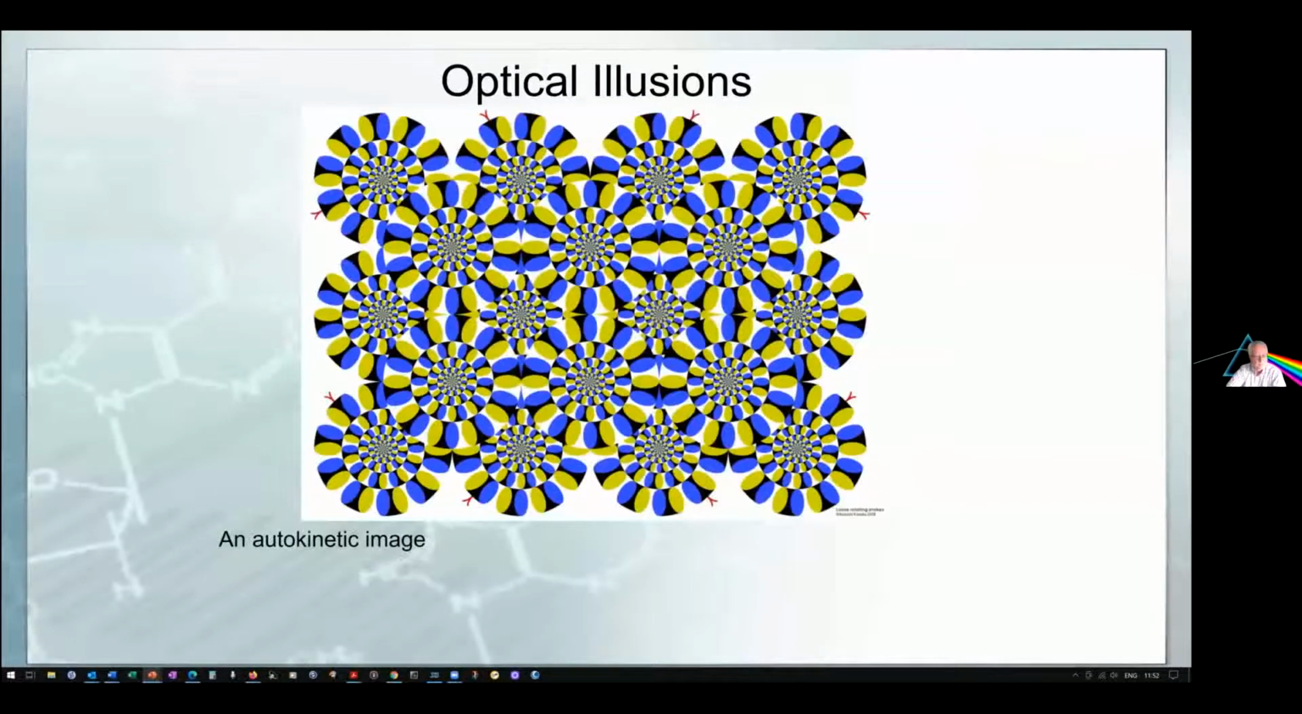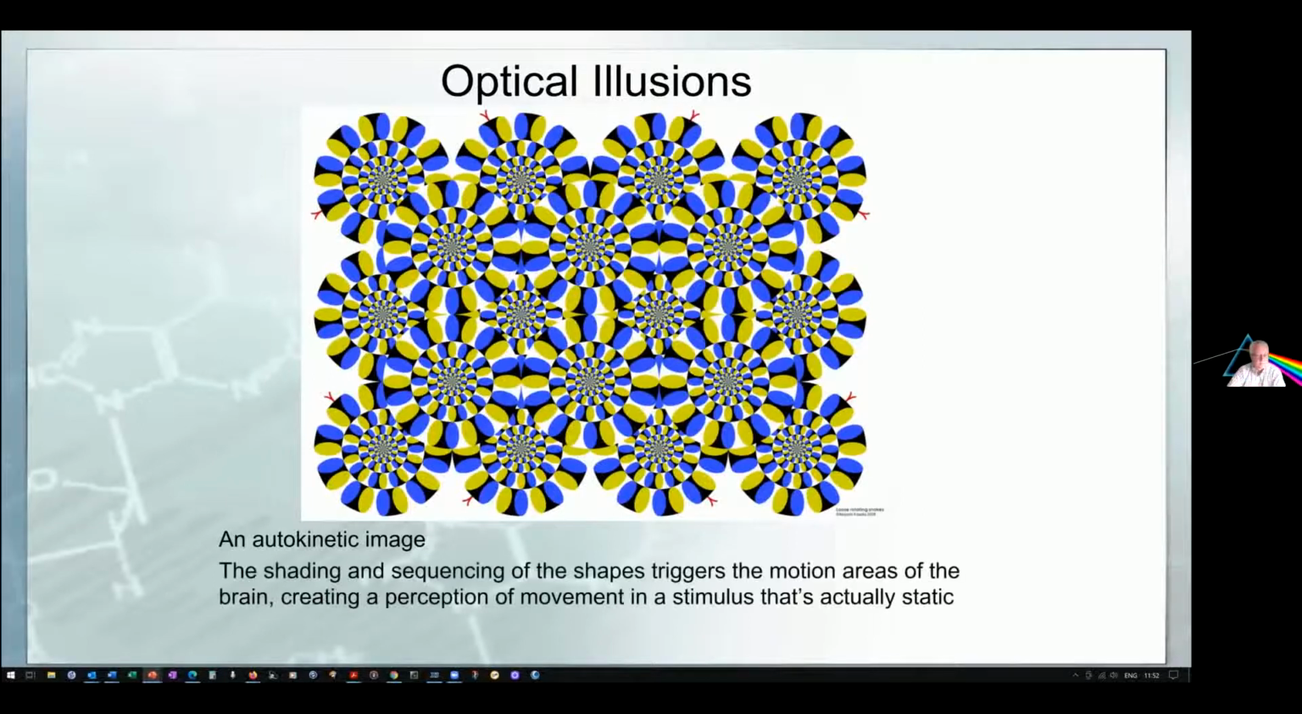Okay, have a look at this image. This is called autokinetic. There's nothing moving in that image. Everything's completely static, but if you move your eyes around across the image, you'll see things sort of twirling or moving. So it's a completely static image. But about 5% of people can't see that. They just don't see the illusion.